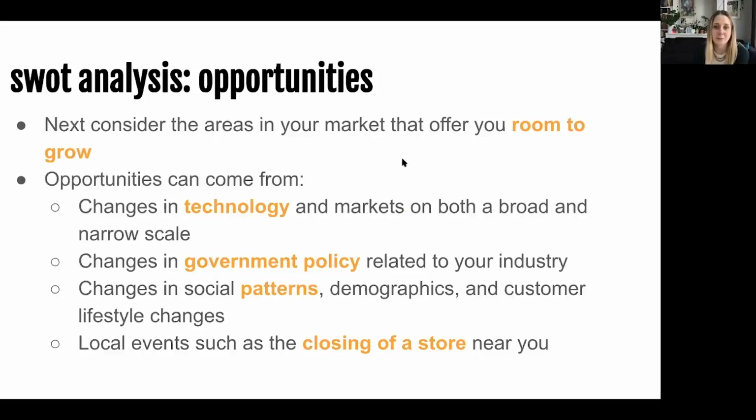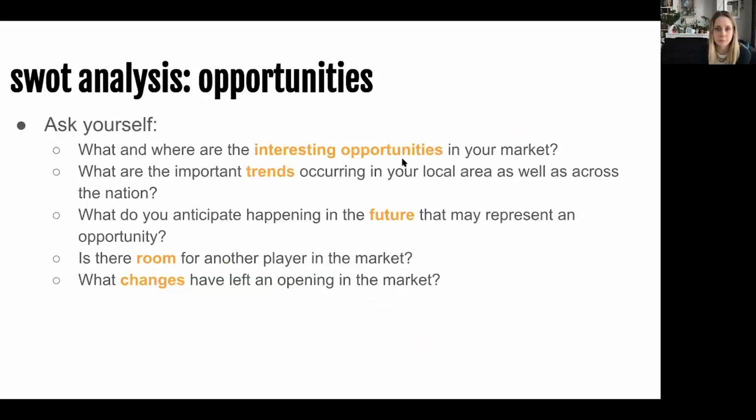The next one is opportunities. So next we want to consider the areas in your market that offer you room to grow. So opportunities can come from changes in technology and markets on both a broad and narrow scale, changes in government policy related to your industry, changes in social patterns, demographics, and customer lifestyle changes, and local events such as the closing of a store near you.